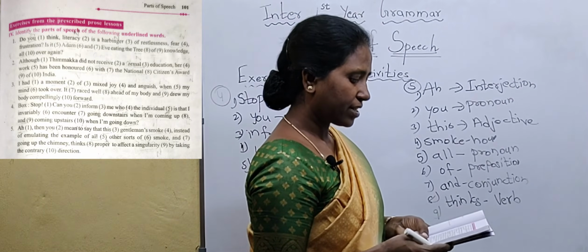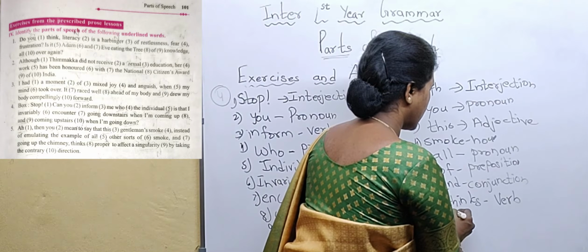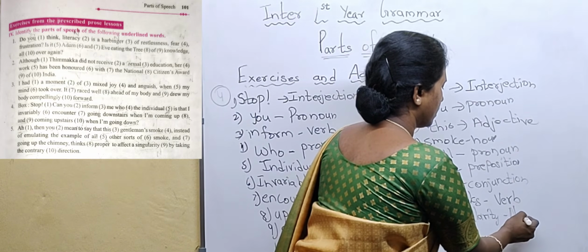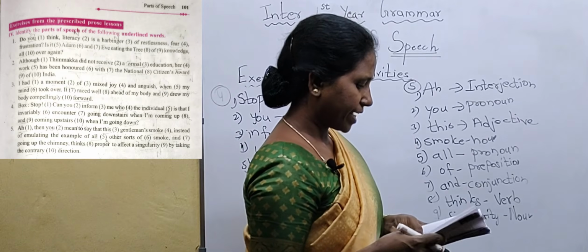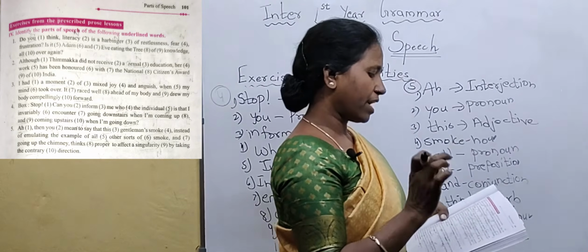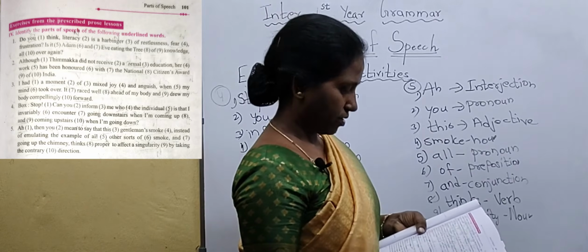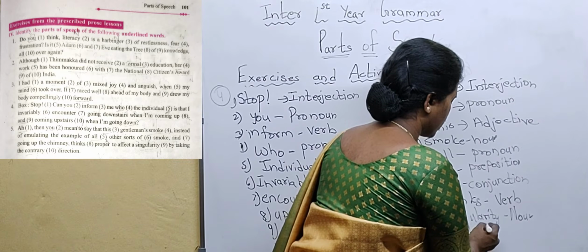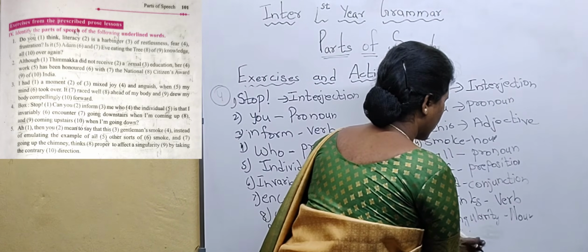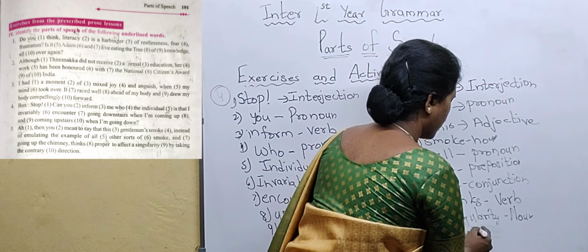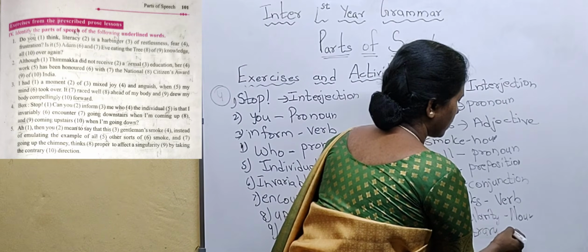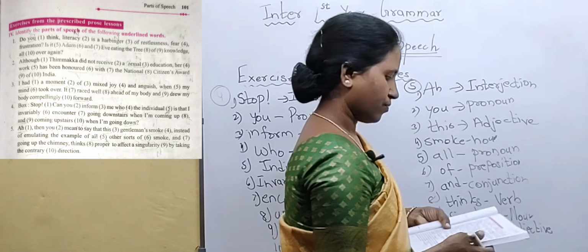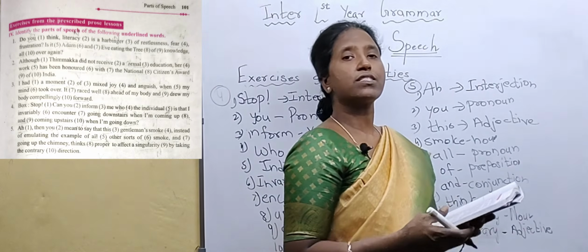Things proper to affect a singularity. Singularity is a noun. Singularity by taking the contrary direction. Immediately after contrary, you have the noun direction. So contrary is an adjective. Contrary means opposite. Contrary is an adjective. Okay, right. So we finished this fourth bit.